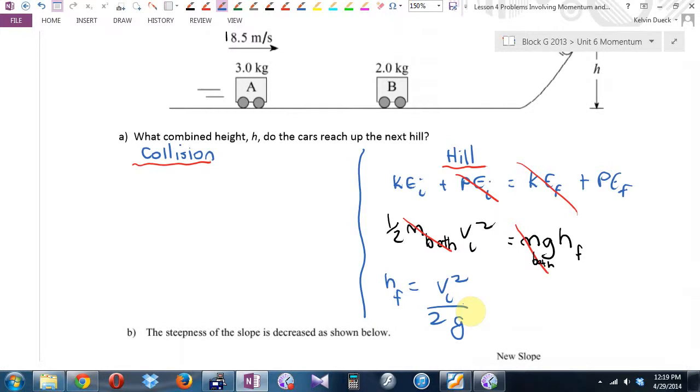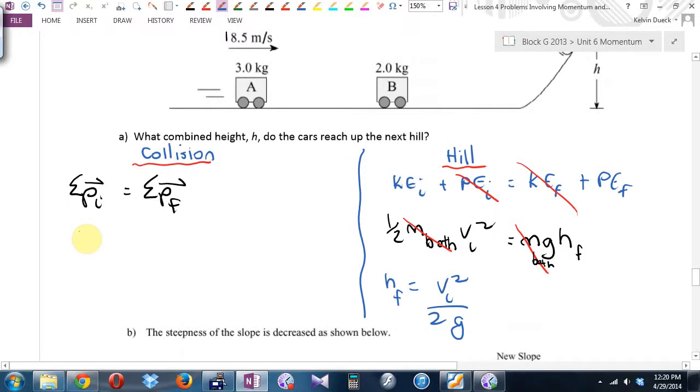Do I know V initial after the collision? No. Did I say after the collision? That's a job for conservation of momentum. Let's go over here. Before the collision, the sum of the momentum has to equal after the collision, the sum of the momentum. Before the collision, what's moving? Mass 1, mass 2, or both? Mass 1.